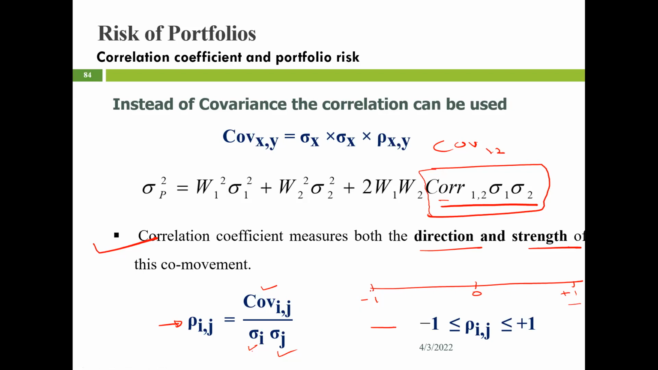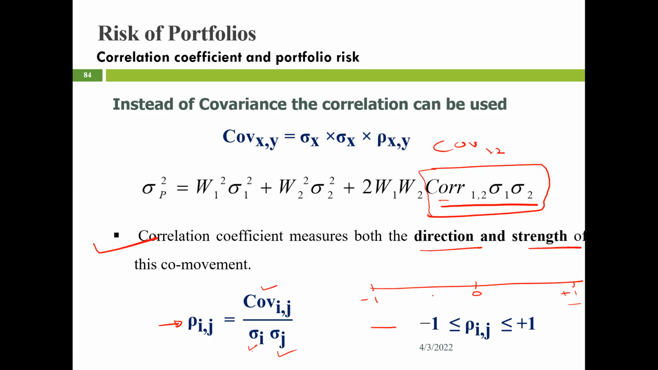But anyway, these two ends are very extreme. Normally in the practical world, if you go to the market and calculate the correlation coefficients of two stocks, you would see that it's very rare to have perfectly negative correlation, perfectly positive correlation, or zero correlation. So practically they are very rare cases.